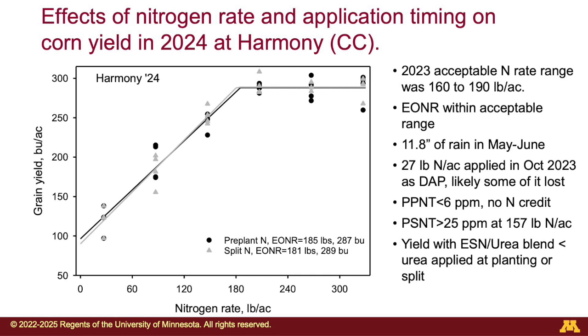Now, what will be interesting to see is what happens to this site next year, especially depending upon what this spring weather looks like. This site had 27 pounds of N applied in October as DAP, and we credited it in this total. But I'm sure a lot of it or some of it was lost, but the PPNT that we took in April still was less than 6 parts per million, which is a bit puzzling when you think about it, Dan and Fabian. You'd expected that one to show a credit, and it didn't.